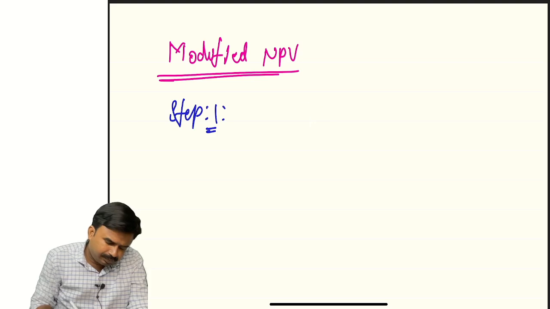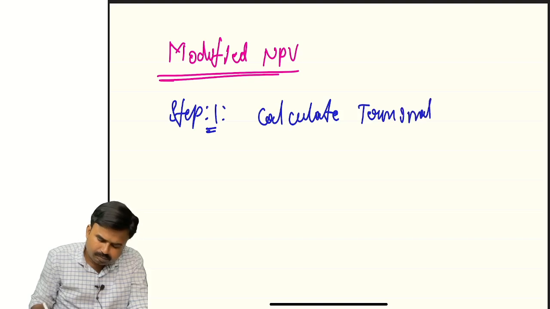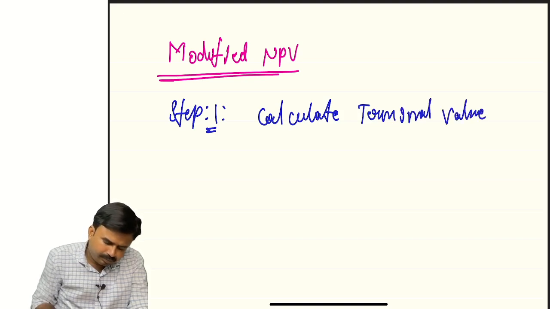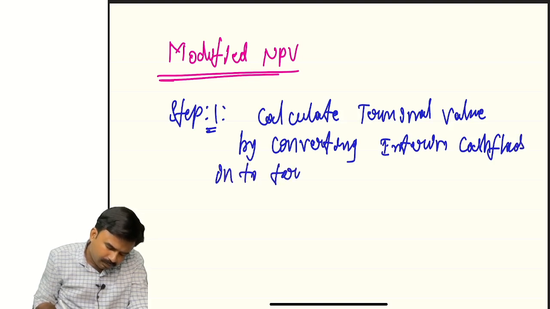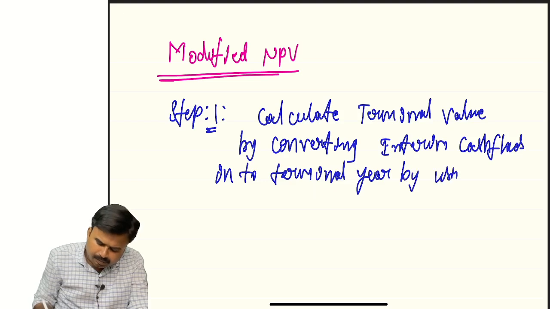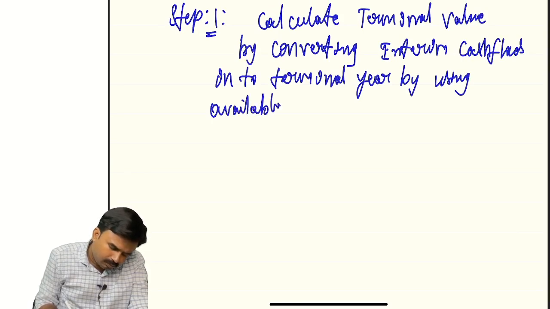Calculate terminal value by converting interim cash flows into terminal year by using available reinvestment rate.